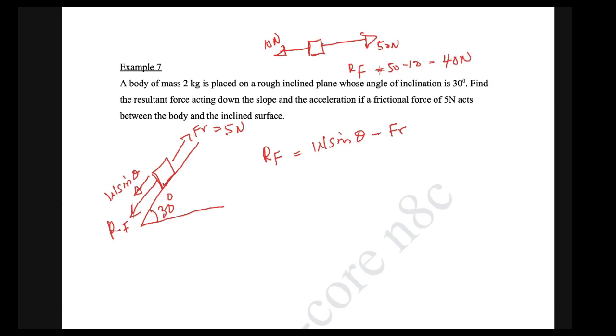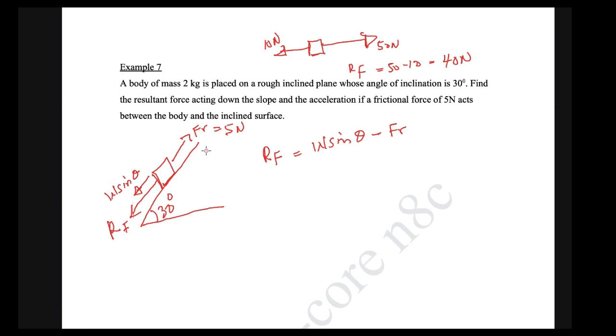But what will be the direction of the resultant force? Will it be to the right or to the left? Of course, it's going to be to the right. Why? Because your 50 Newton is greater than 10 Newton. So the resultant force is going to be in the direction of the greater force, which is to the right.